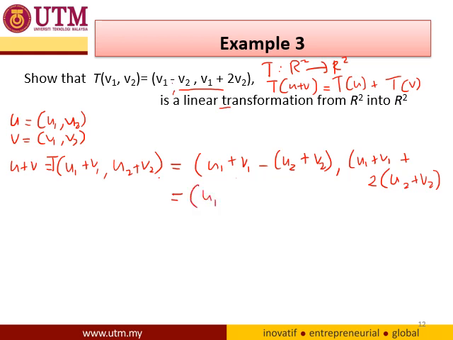Okay, then you will get your answer: u1 plus v1 minus u2 minus v2. Don't make a mistake here, okay? And then you have your second one here, u1 plus v1 plus 2u2 plus 2v2. Okay, this is your answer. Right? This is for the u plus v.